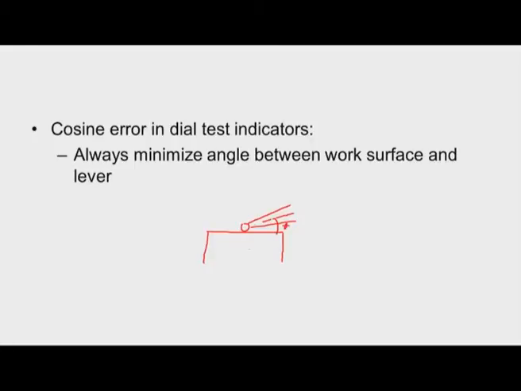Now, we always see the workpiece will be moving like this. So, when we insert different workpieces, this will be the movement of the lever, and we can also move the dial test indicator in this fashion. Whatever be the movement of the indicator or workpiece, we should see that this angle is always minimum, so that the cosine error effect is minimized.